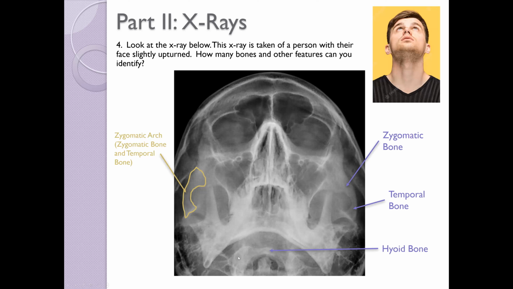We can also see the hyoid bone down here underneath the jaw. Remember, this is the one bone that's not directly connected to another bone. It is attached by ligaments to the styloid process of the temporal bone.